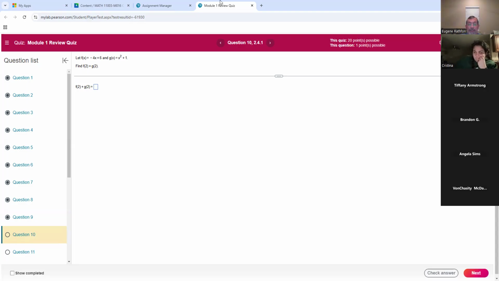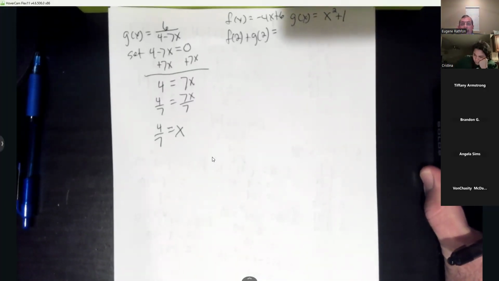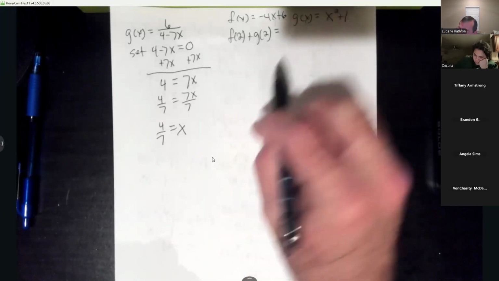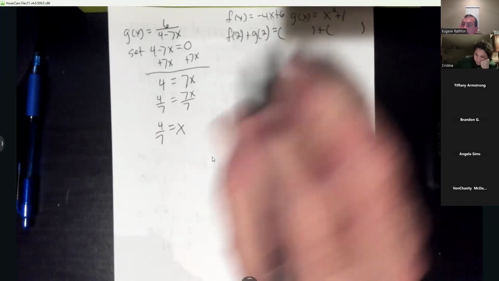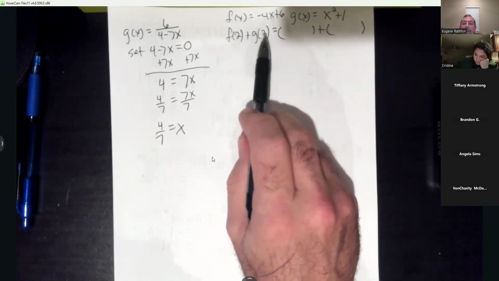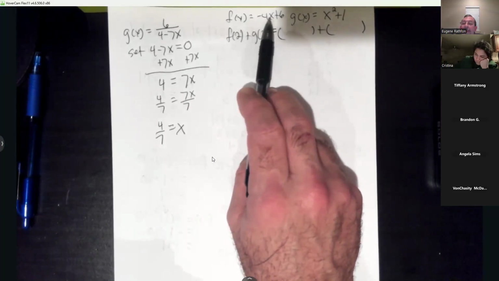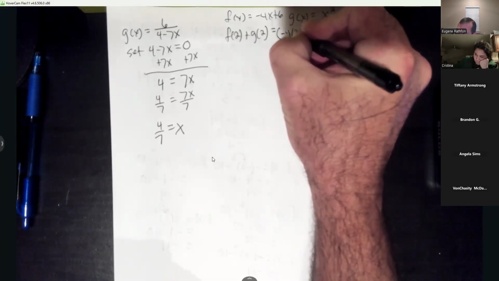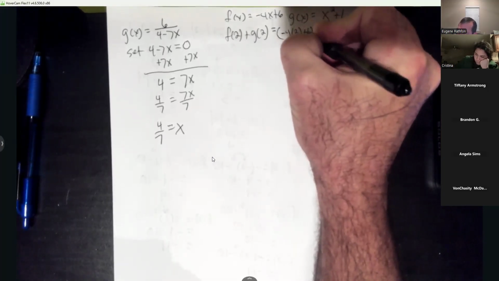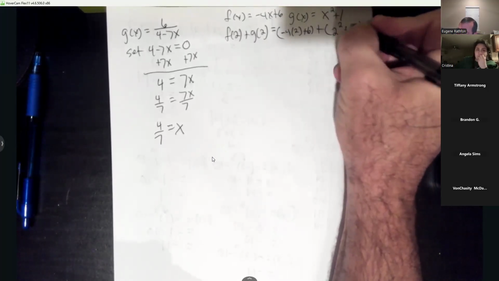So really this one's just working it and doing order of operations on it, okay? So f of 2 plus g of 2 will equal my f plus my g. Now they're giving me 2's in place of the x's for both of these. So I'm going to replace these x's with a 2. So I got negative 4 times 2 plus 6. And then over here I got 2 squared plus 1.